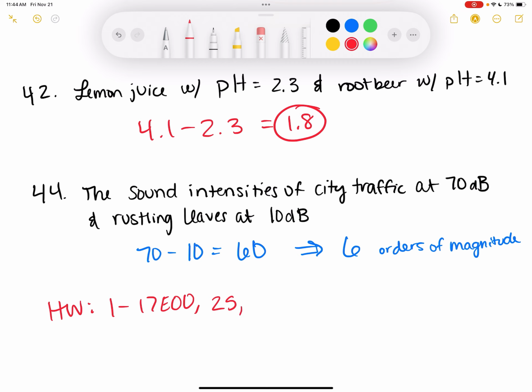I have to look at this. 29, absolutely. Y'all would hate me if I gave you 29. 37 and 41.